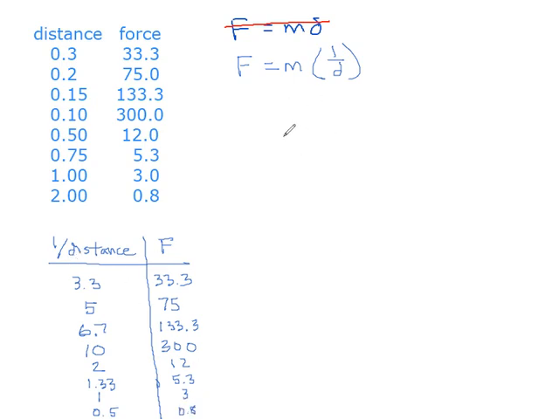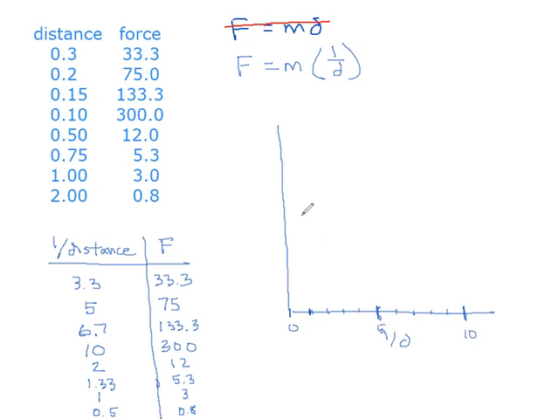Okay, let's see if we linearized it. Okay, so here I have 1 over distance, and my highest number is like a 10. So starting at 0, 1, 2, 3, that spacing's not great, but 1, 2, 3, 4, 5, 6, 7, 8, 9, 10.